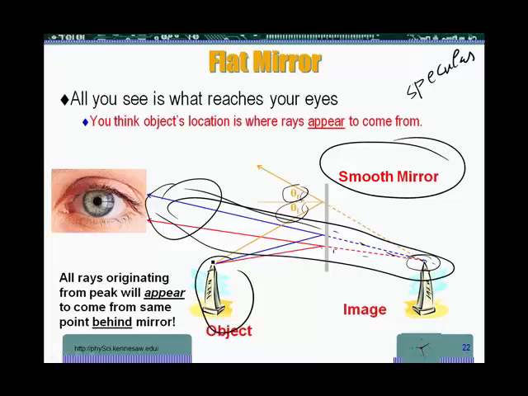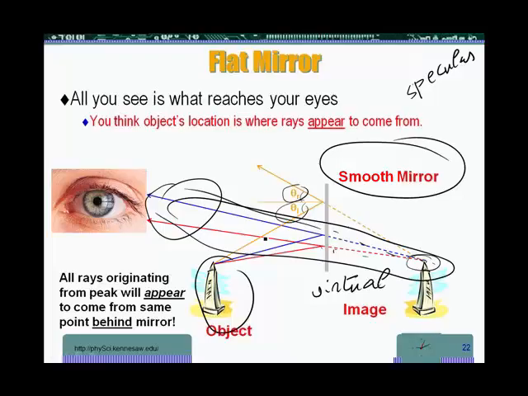Now, this image, we call it virtual. Why do we call it virtual? We call it virtual because it does not exist. Light reflected off the mirror is giving us the illusion that there is an image there. But if we go and place a photographic film, for example, behind the mirror, that film is not going to have an image on it.